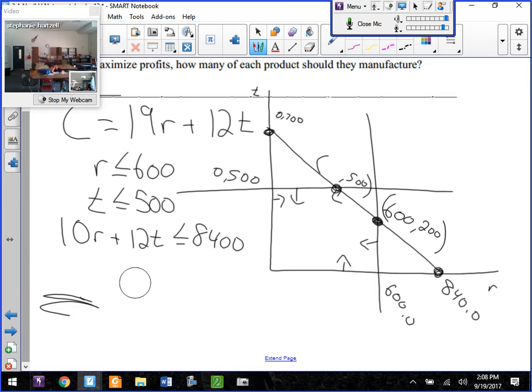Okay. I do the same thing. 10 times the radios plus, well, 500 times 12 is 6,000. So what's the R? Be 240 then, okay? What we're doing is we're using direct substitution in order to figure out where you're crossing that diagonal line, the one that has the slope, okay?